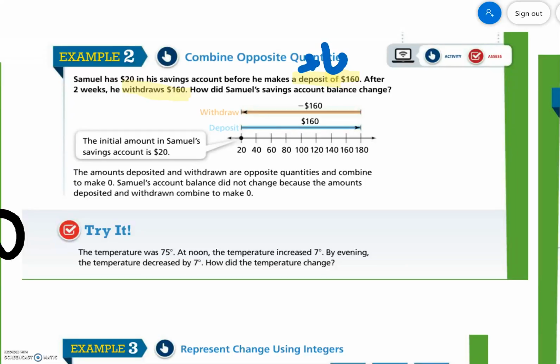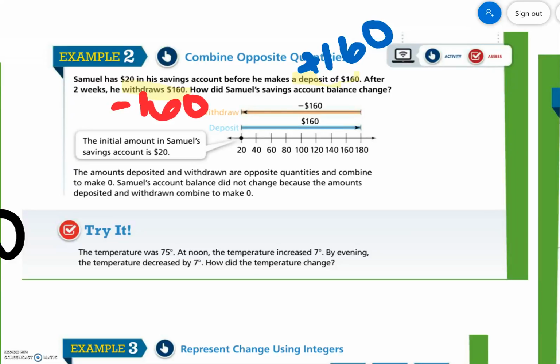So this is adding $160. Add 160. That's a deposit. A withdrawal is subtracting 160. How did Samuel's savings account balance change?